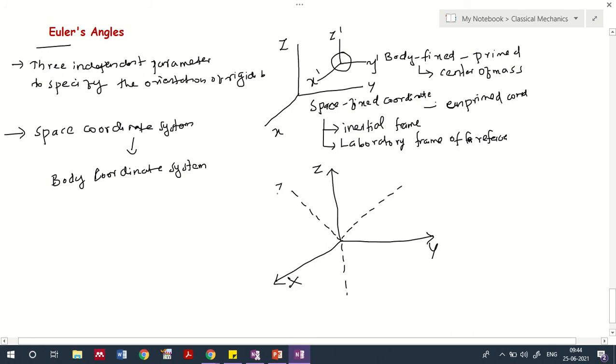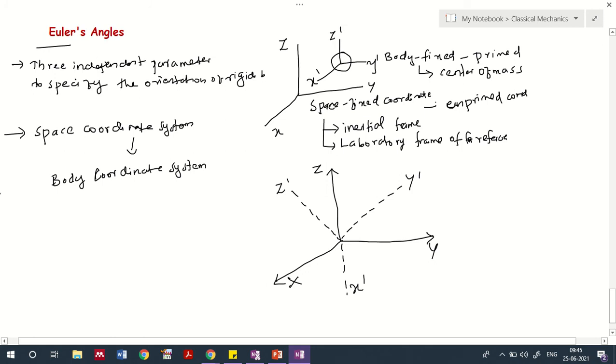So this is z dash and this is y dash and this is x dash. For convenience, I'll just keep it like this. This dotted line represents a body fixed coordinate system, and the solid line represents the space fixed coordinate system. So if you have any system in the space fixed coordinate system and I want to convert it into the body fixed coordinate system, I use Euler's angle.